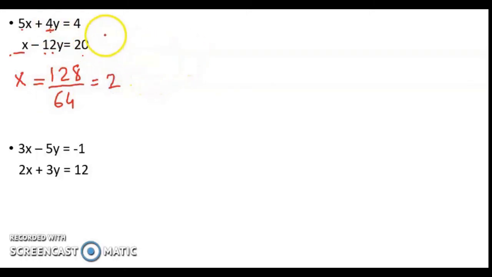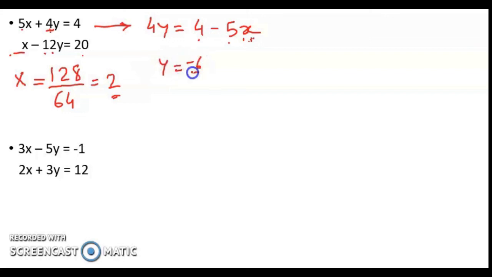Now to find out the value of y, let's see, in this first equation we can write 4y equal to 4 minus 5x. Now here in place of x we will put 2. So if you put 2, then 5 multiplied by 2 is 10. So 4 minus 10, so we will get minus 6. So we will get y equal to minus 6 divided by 4, or you can say that is minus 3 by 2. This is our answer.